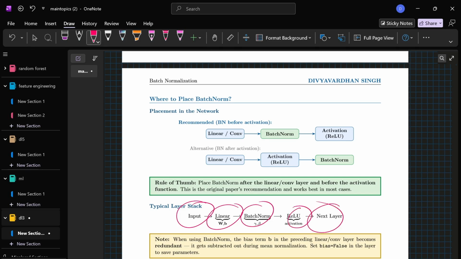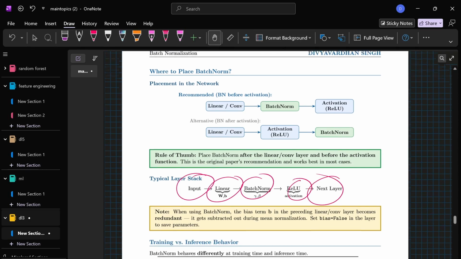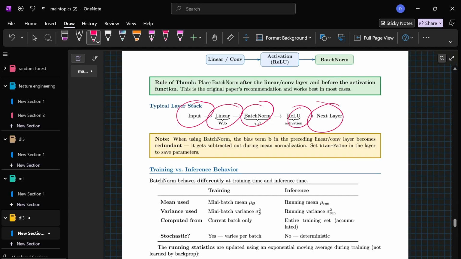Okay, there's a practical tip also: when you use batch normalization, you may actually remove the bias terms from your linear or convolutional layers. Why? Because batch normalization subtracts the mean anyway, so any bias you add just gets cancelled out. Removing it saves parameters.